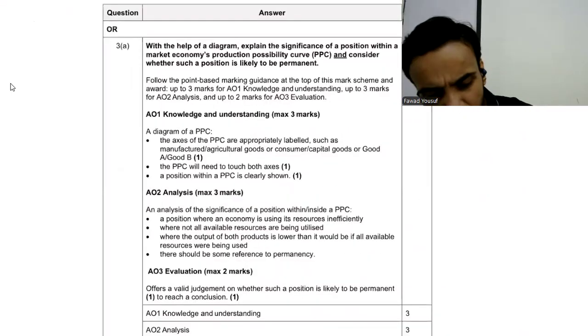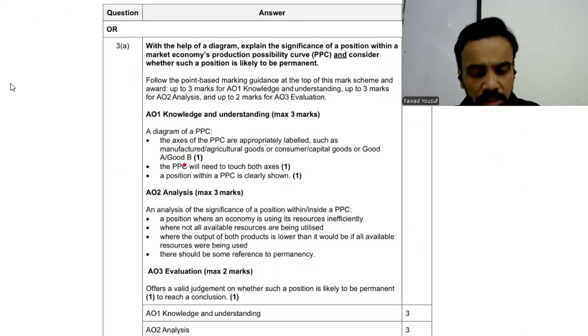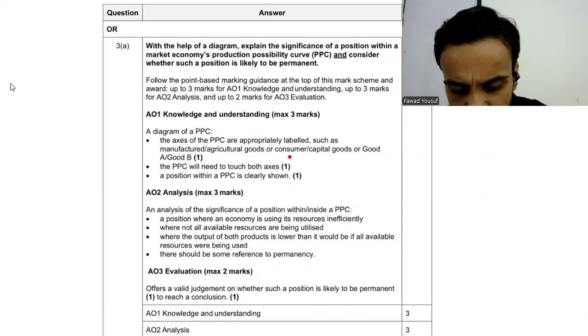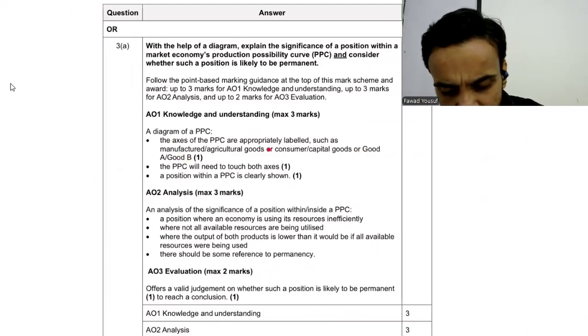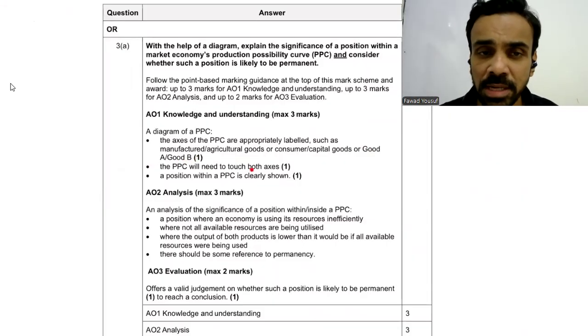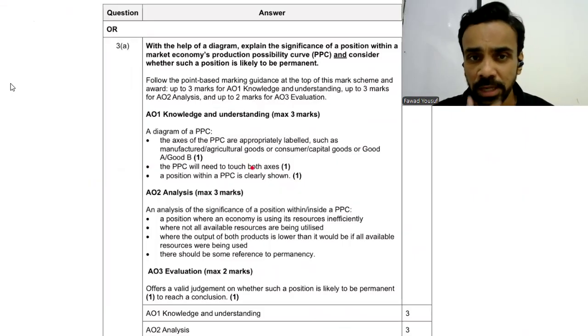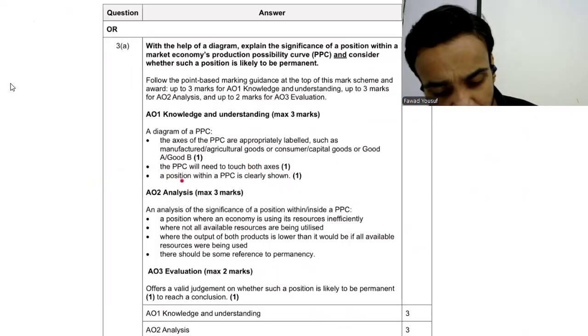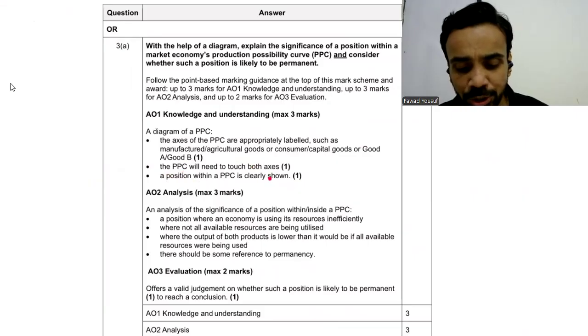Let's confirm it. This is question 3A, sorry. Okay, so what are they giving you the marks for? These are very easy marks. Two goods correctly, any two goods A, B, X, Y, whatever, as long as it says good A, good B, good enough, 1 mark for that. They're giving marks for touching the axes. Just imagine, sometimes in A levels it becomes so difficult to get marks and sometimes they're just throwing them at you. And a position within a PPC clearly shown with a point with a label on it.